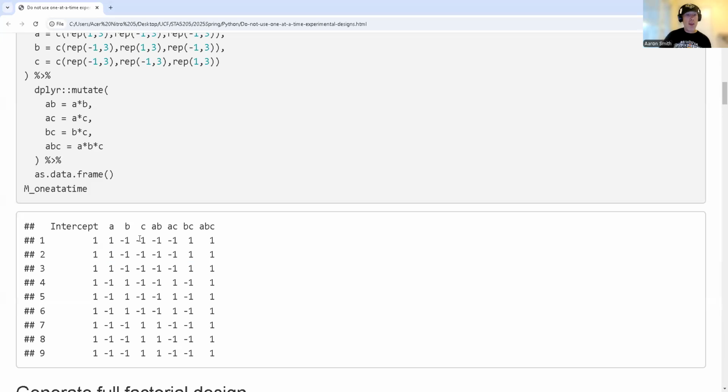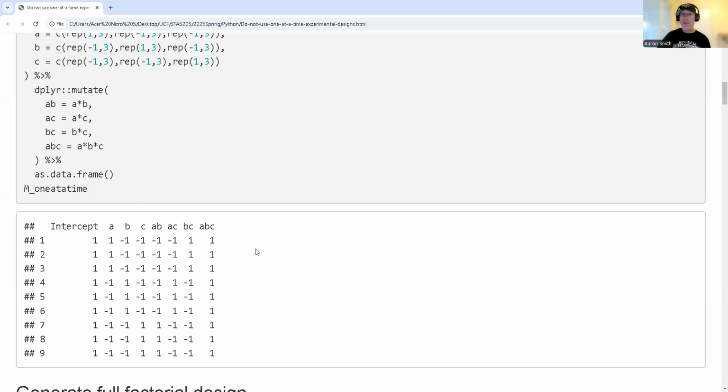If I compare C to AB, and this is the easiest one to see, look at this. Same values every single time. This is not a coincidence. All right, so we can see that A is perfectly correlated with BC, B is perfectly correlated with AC, C is perfectly correlated with AB.